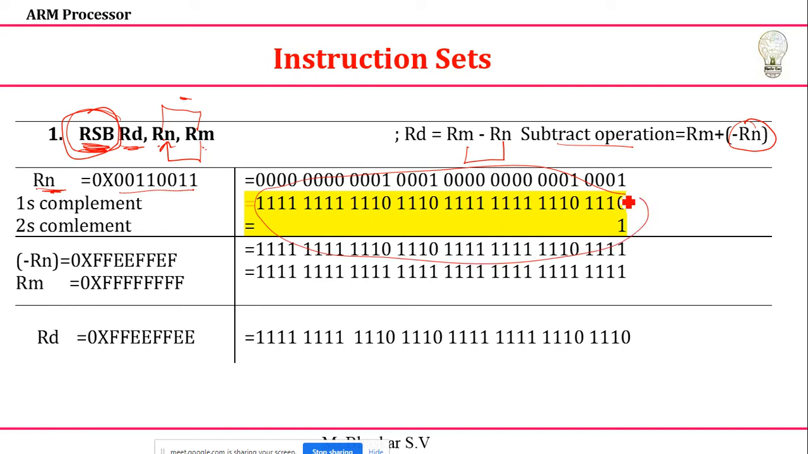In this way it will work in my system. So you already know this one, right? You take the 1's complement of this one, and again plus 1 you do, you'll get the 2's complement. So I'll get the 2's complement value, that is minus Rn. Next, add it with the Rm. So I'll get the result, and this is my result, it will display.